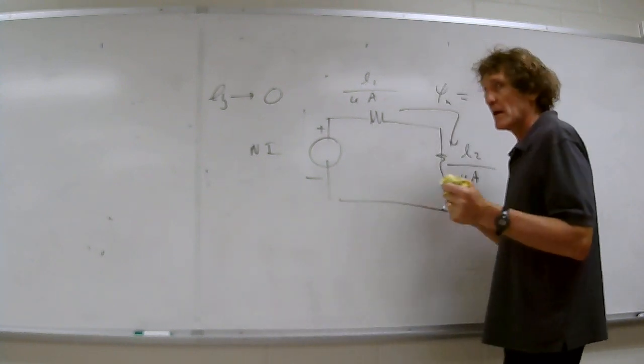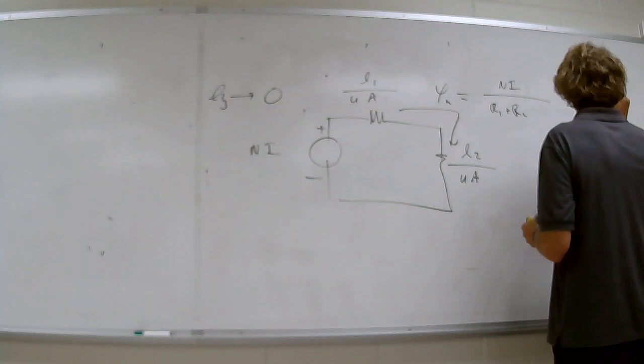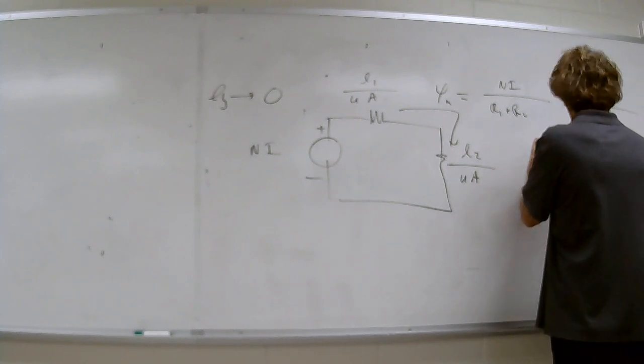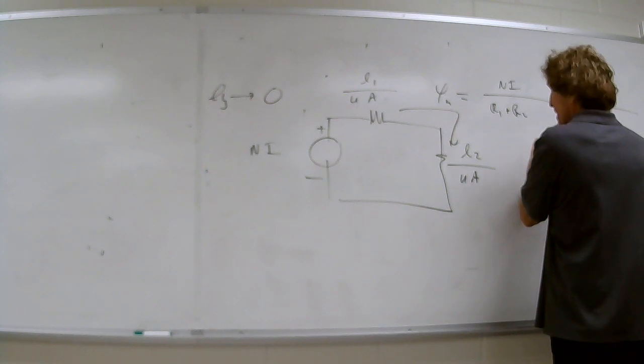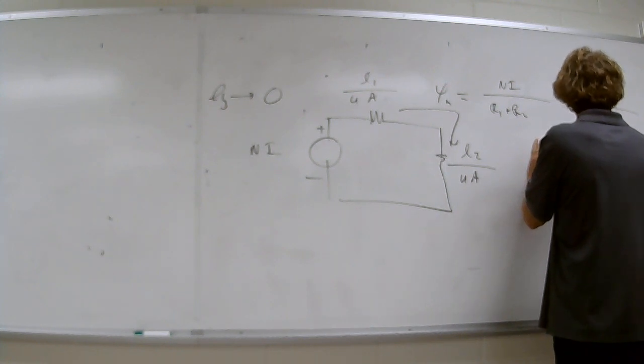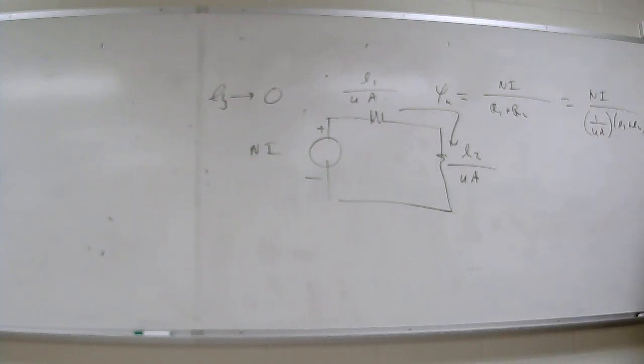Can you all follow me in that? Yep. And if I want to, I can even break this down. It's Ni over reluctance 1 and reluctance 2, which are really going to be equal to 1 over mu A, just L1 plus L2. I'm trying to make it as easy as possible, remember? You all agree with that?